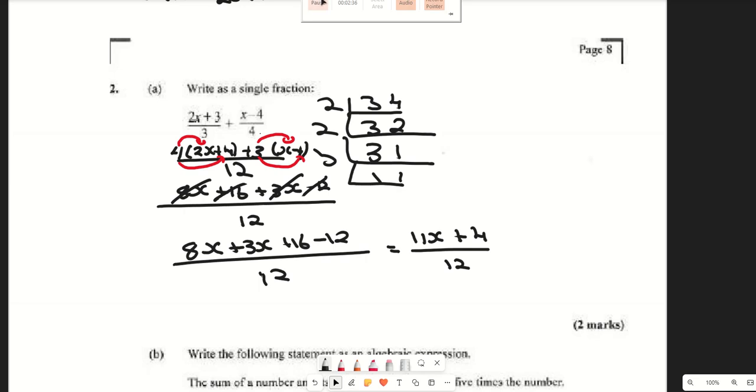I made a mistake. Here, that's not supposed to be 4, that's supposed to be 3. That changes the question, right? Because 4 3s are 12, not 16. So instead of 16, you're supposed to have 12 here. And 12 minus 12 is 0. So instead of this 4, it's supposed to be 11x over 12, and that would be your answer. All right.